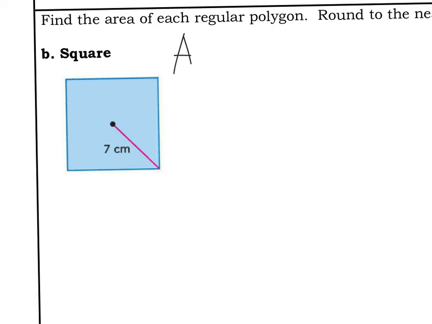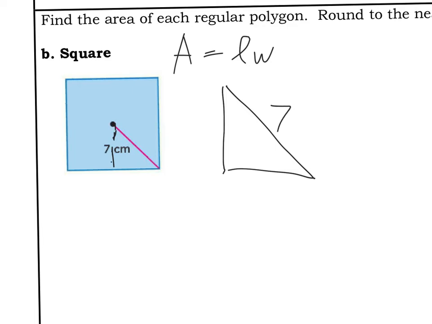So for my next example, I'm going to do the area of a square. And so the area of a square formula is just length times width. And 7 is not a length or a width, it is a diagonal. And so what you'll want to do is make a right triangle from that diagonal. And so it might help to actually just draw it on the side.